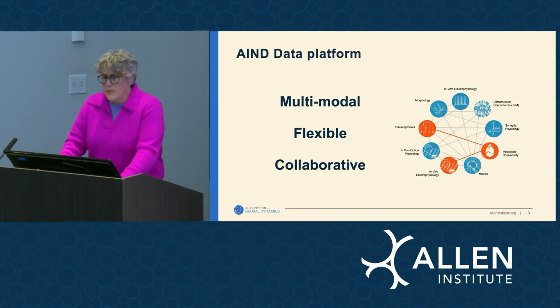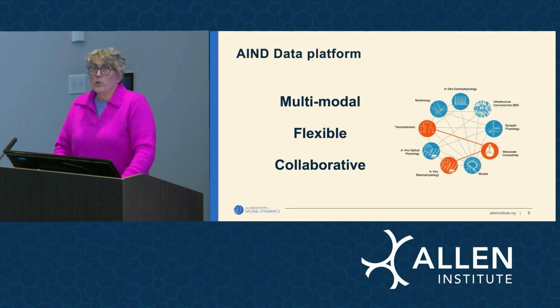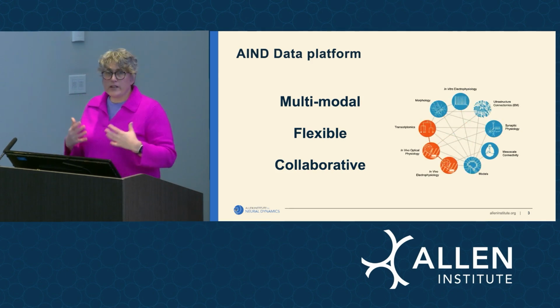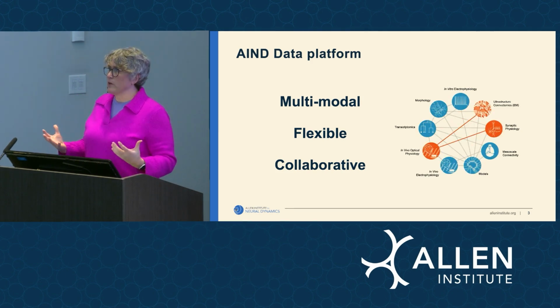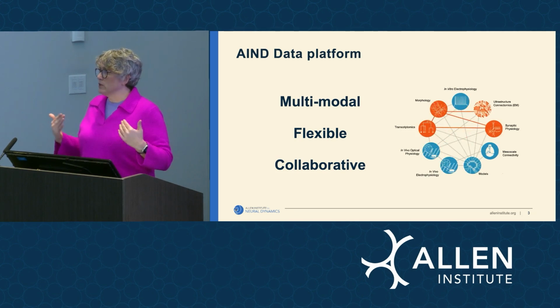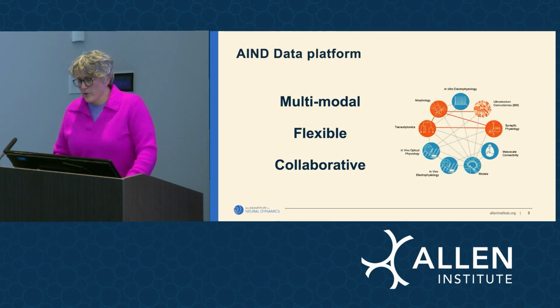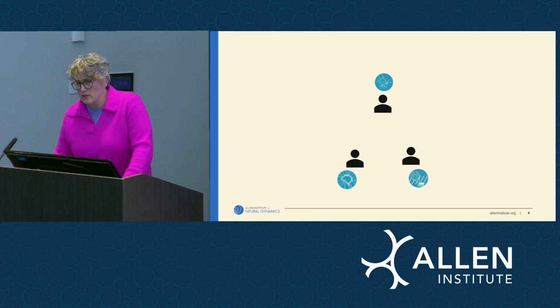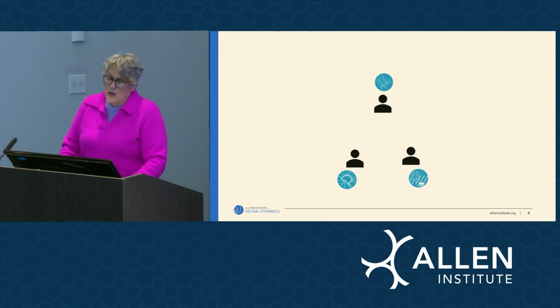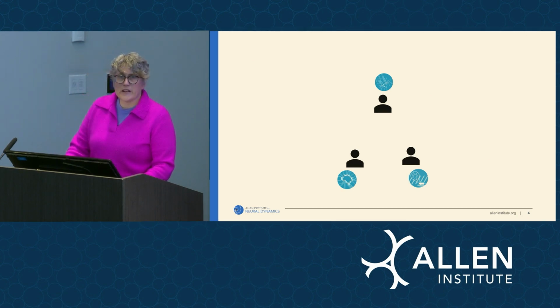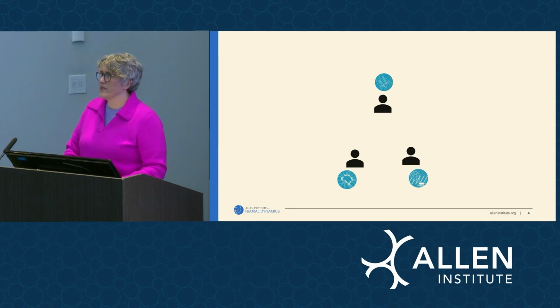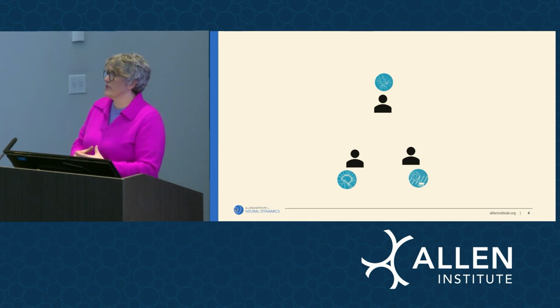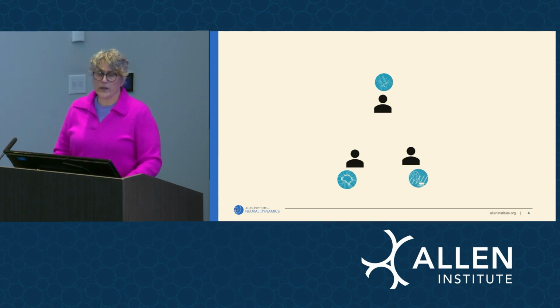And finally, we want a platform that's collaborative. Within our own teams, we need to be able to collaborate, and we want to be collaborating with the broader community. At the end of the day, open science is really about collaboration. So the approach that we've taken is to build a cloud-based platform that allows us to store our data in a single place and work with our data in a single place and to bring people to the data rather than distributing data to the people.